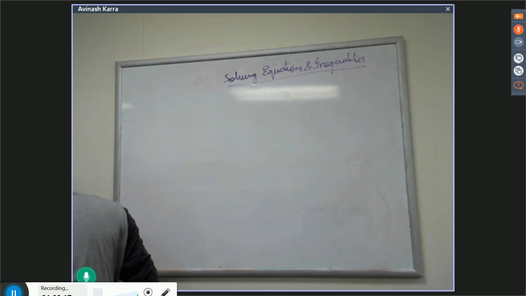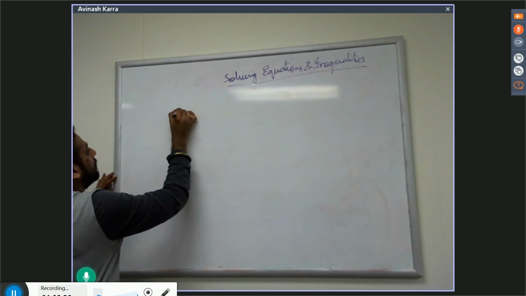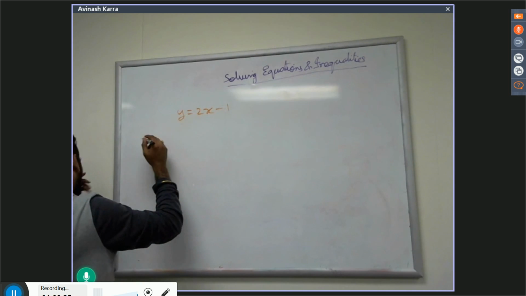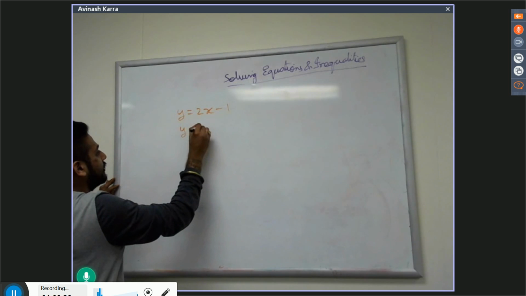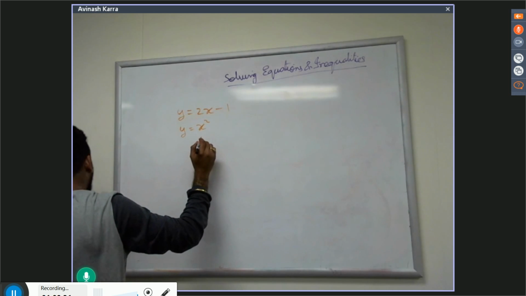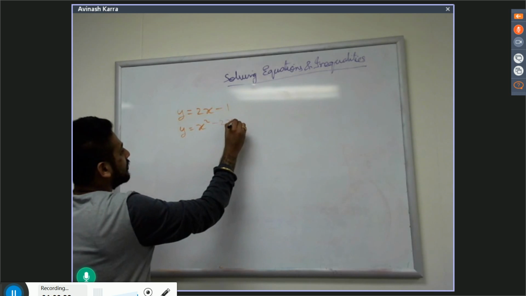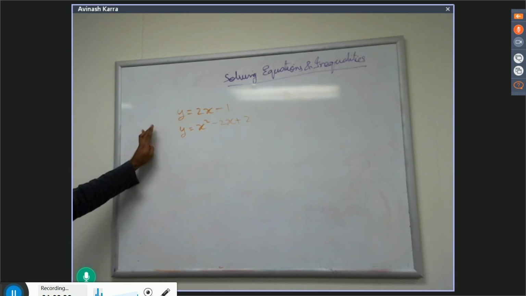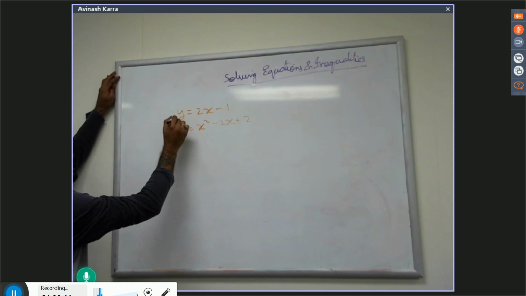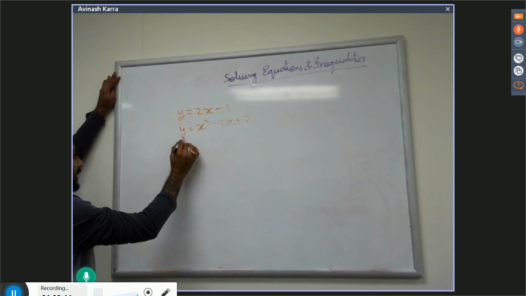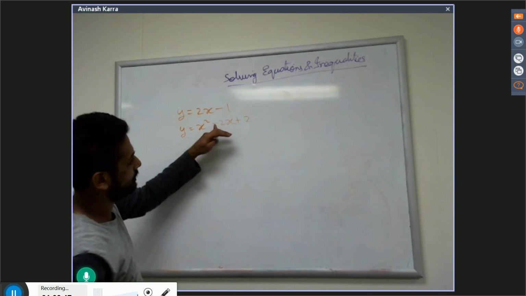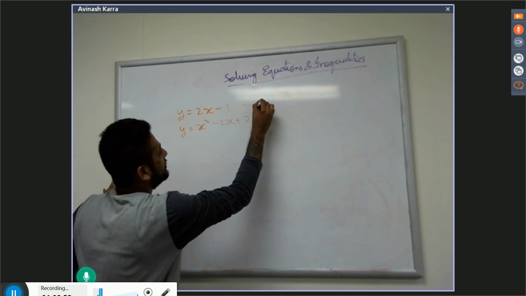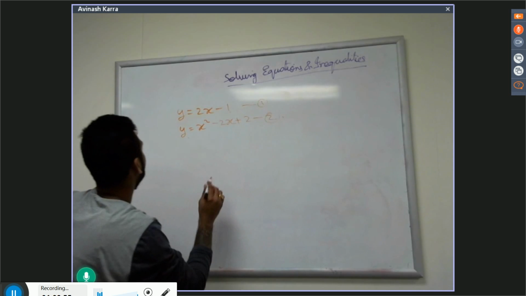Next, coming to one more. y is equal to 2x minus 1 and y is equal to x squared minus 2x plus 2. I want everyone to listen to this carefully. There are two equations given: y is equal to 2x minus 1 and y is equal to x squared minus 2x plus 2, and they asked to solve this. Let me take this as equation 1 and this as equation 2. Okay?